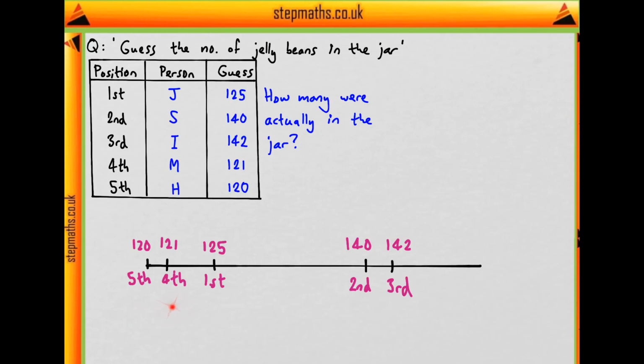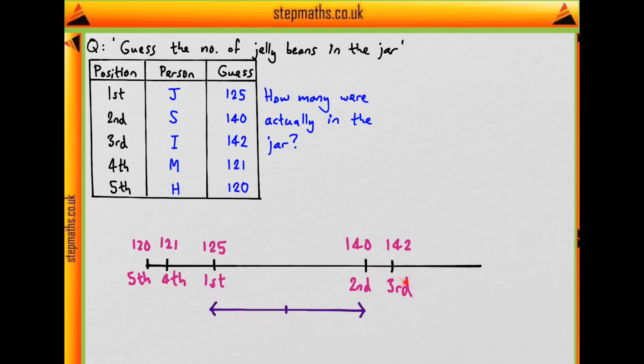So how do we decide where our actual number is on this number line? Well, if you look at first and second, it has to be somewhere between 125 and 140, but it has to be closer to 125 than it is to 140, so it has to be in the left-hand side of this line. But what else can we say?